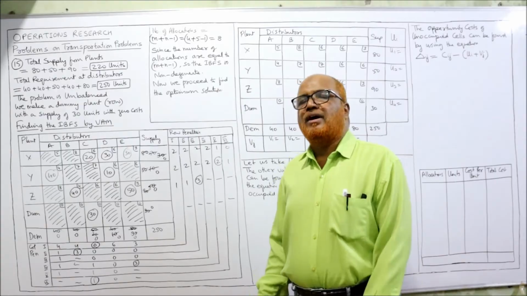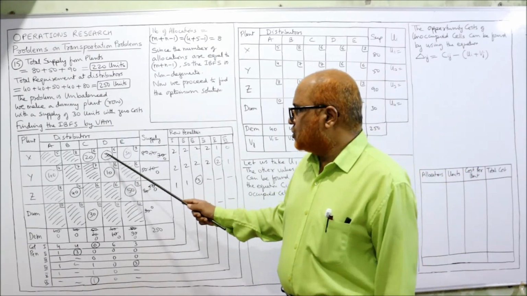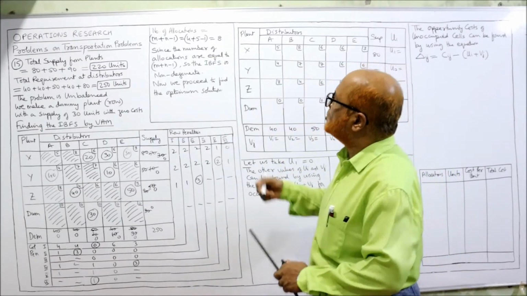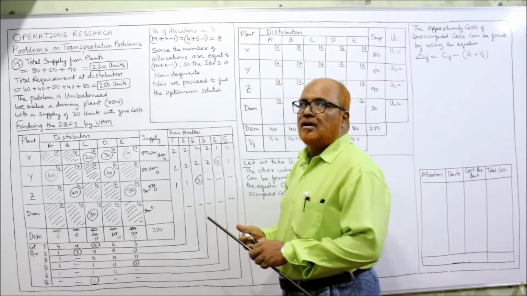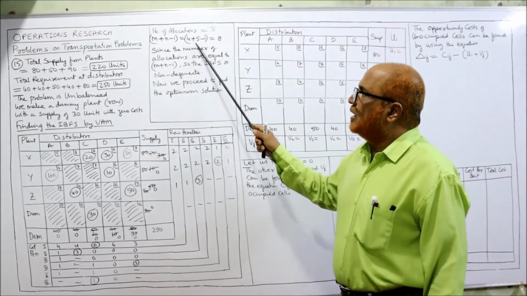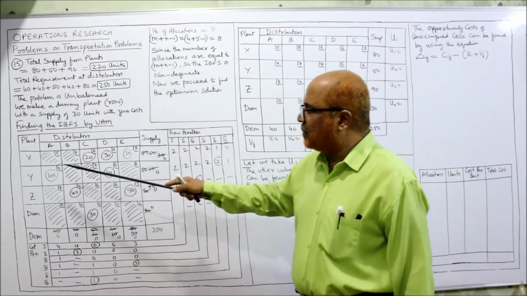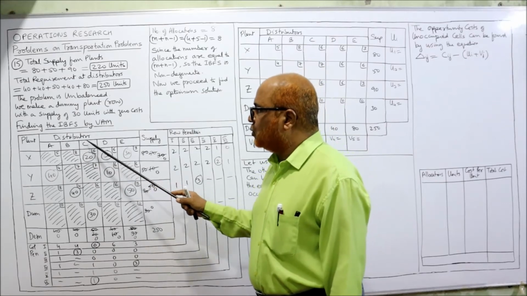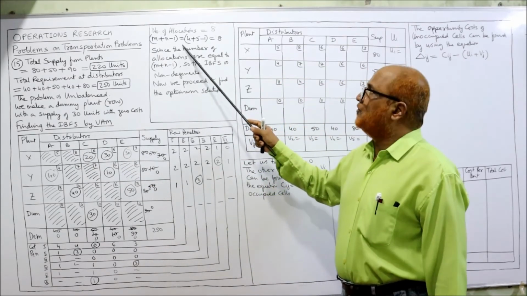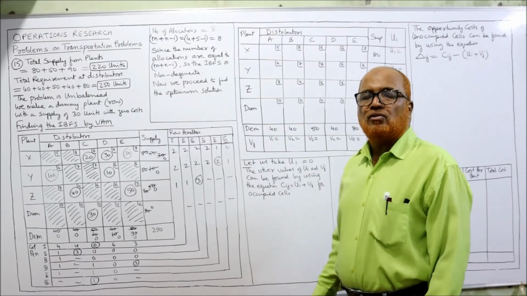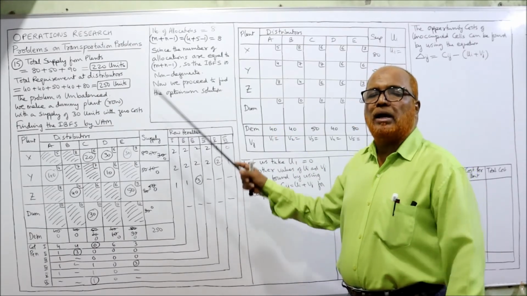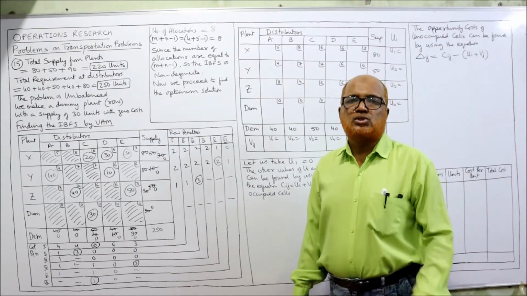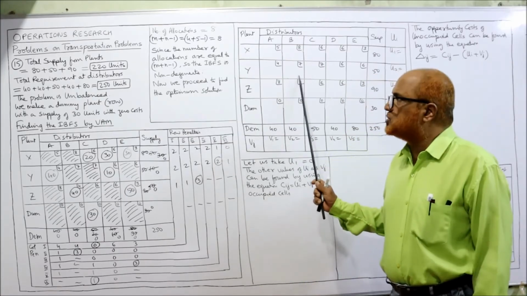The next step, find out the number of allocations. 1, 2, 3, 4, 5, 6, 7, 8. So totally 8 allocations are there. Number of allocations 8. And m plus n minus 1, number of rows plus number of columns minus 1. Number of rows 1, 2, 3, 4, m is equal to 4. And n is equal to 1, 2, 3, 4, 5, n is equal to 5. So 4 plus 5 minus 1 is 8. So what do you observe? The number of allocations is equal to m plus n minus 1. So the IBFS is non-degenerate. So we can proceed to find out the optimum solution.